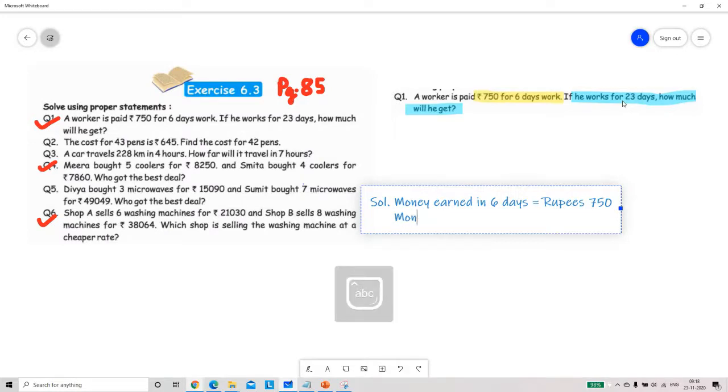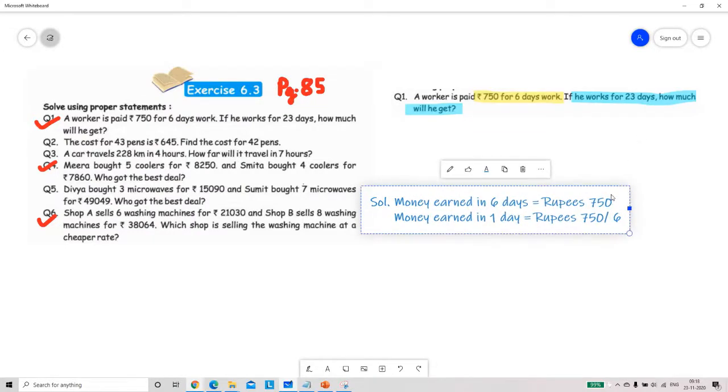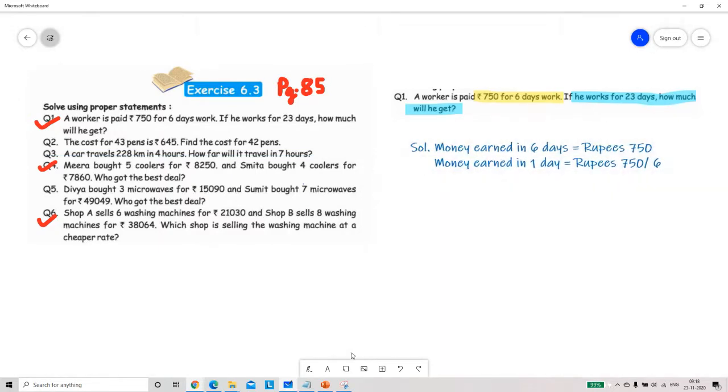So let's start. Money earned in one day. How much money would have been earned? Yes, very good. Rupees 750, and I have to write the division sign here, divided by 6. So let's quickly divide 750 by 6.